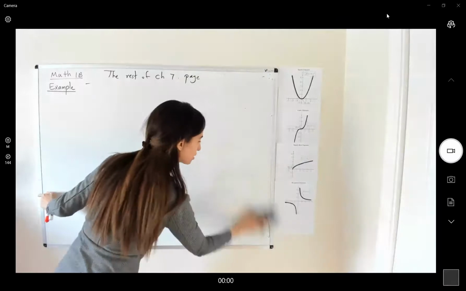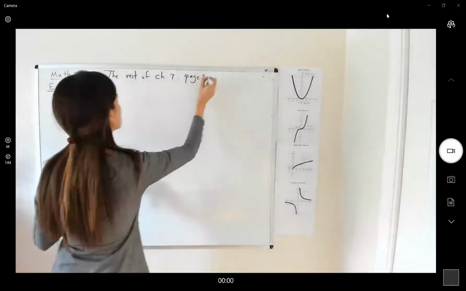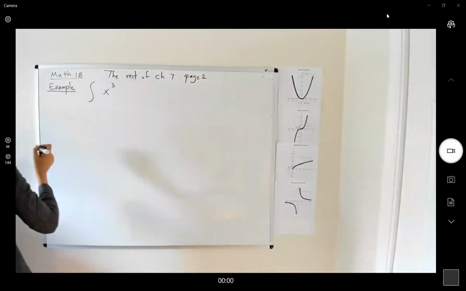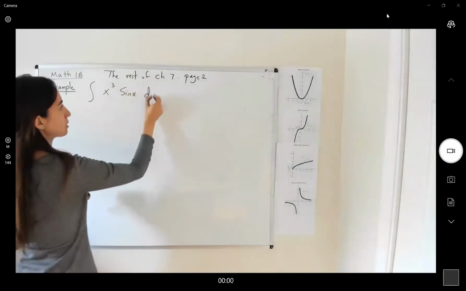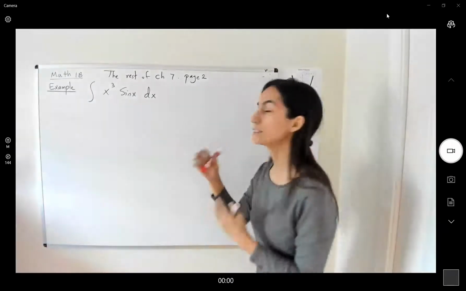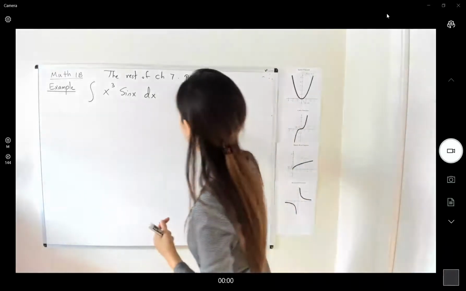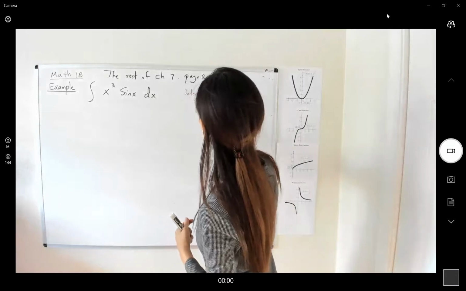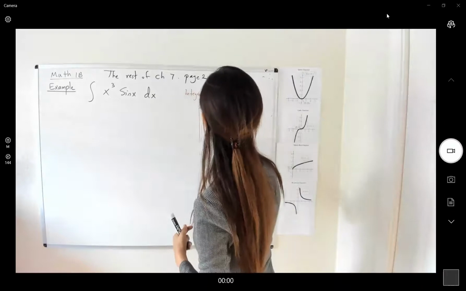Suppose you want to take this integral: the integral of x cubed times sine x dx. Very well. When you have x to the n times a trig function, we use integration by parts. So let us form a little table here.